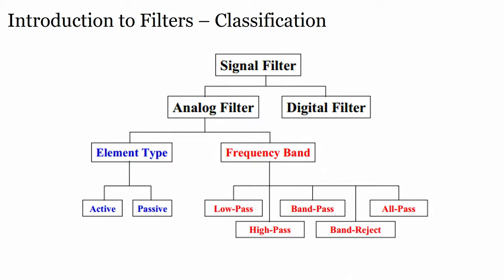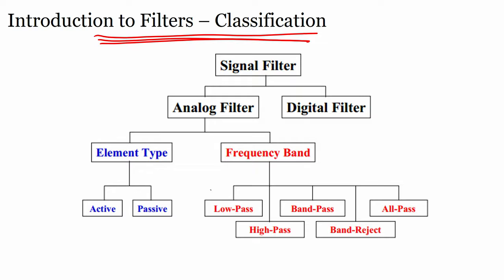Signal filters are divided into two different divisions, one is analog filters, one is digital filters. For the analog filter, based on element, it is either active or passive. Based on frequency, it can be low pass, high pass, band pass, band reject and all pass. Right. Now, you guys know what the classifications of filters are. One more thing that we understood. Okay, excellent. Now, we know signal frequency filters are classified into several categories.